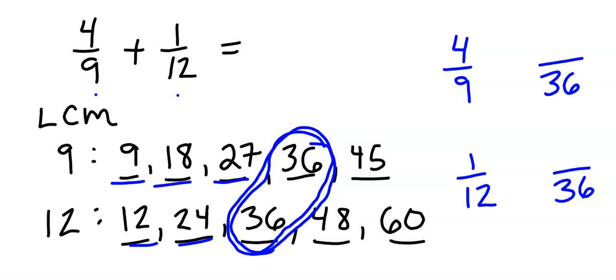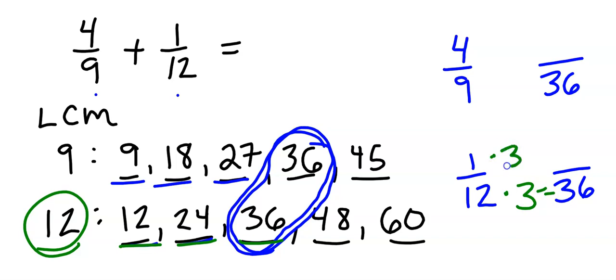So I'm going to pick a different color and I'm going to think about 12 times what will give me 36? Well, if I go to my 12 list, I know that 1, 2, 3 12s gave me 36. So I'm multiplying by 3 to get 36. If I multiply 12 by 3 to get 36, I also have to multiply 1 by 3 to get the new numerator. So you'll see that I multiplied the numerator and the denominator by 3. So I multiplied them by the same number.